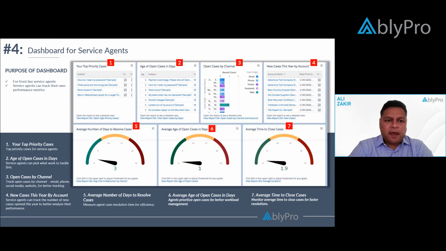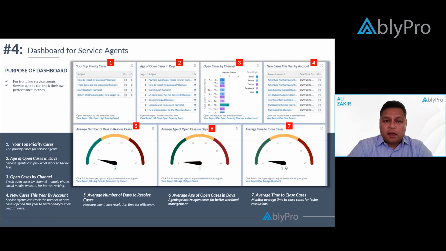Number 5, average number of days to resolve a case. This is an important one for an agent as well as for an organization. Here it's saying it's taking 3 days on average for this particular agent to resolve a case, whereas maybe the company policy is that it needs to get resolved within 2 days or 1 day, whatever the case may be. So here the agent is underperforming, so they need to make changes in what they're doing.